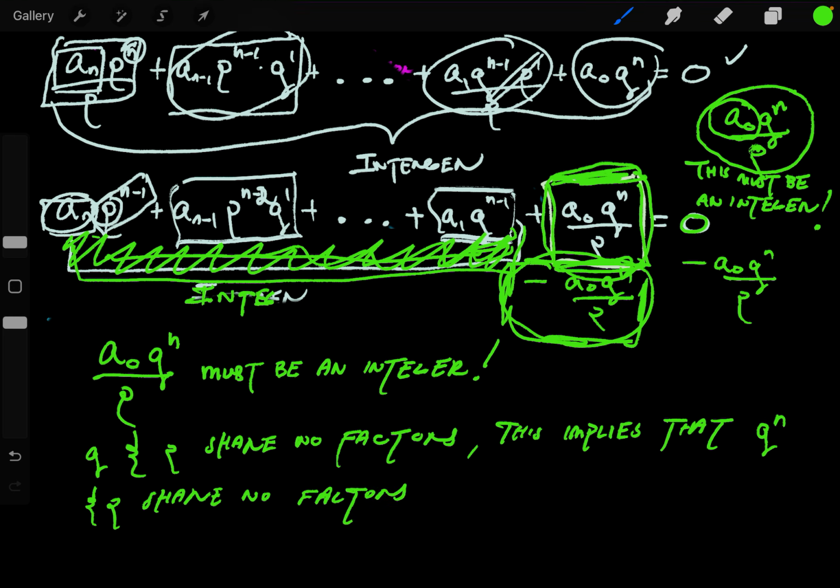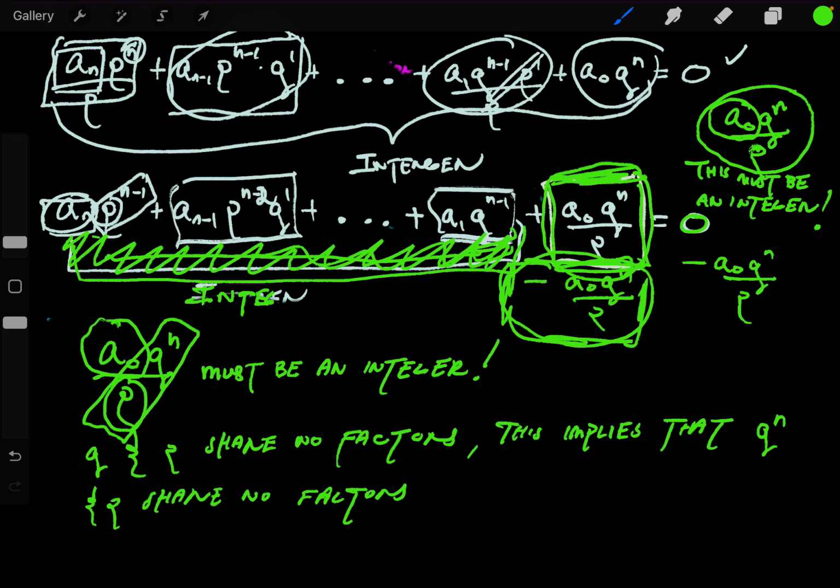And the only way that this is an integer is if P is a factor of A sub 0. Okay, we should just convince ourselves and go through why this is true. If these two don't share any factors, P doesn't divide Q to the n, then P must divide A sub 0, right?